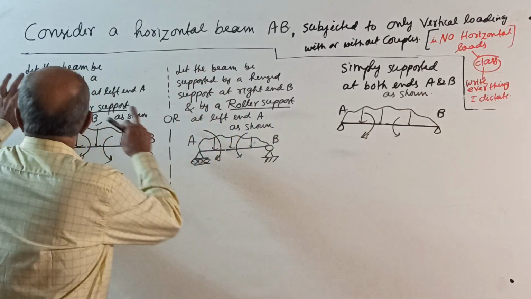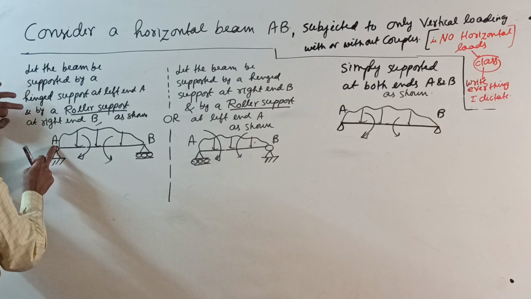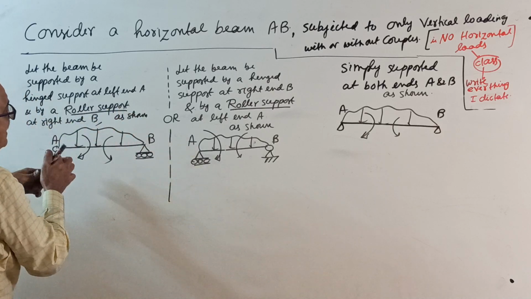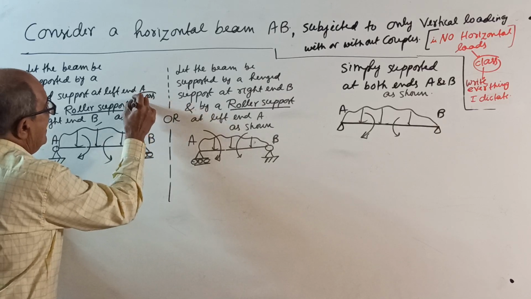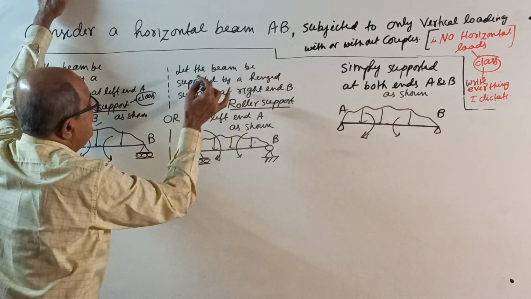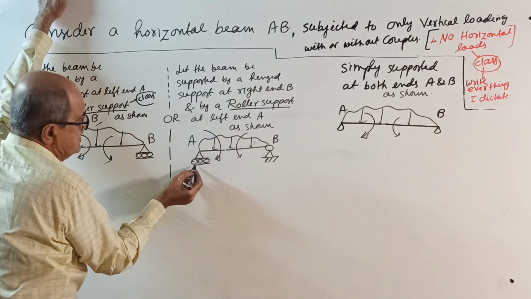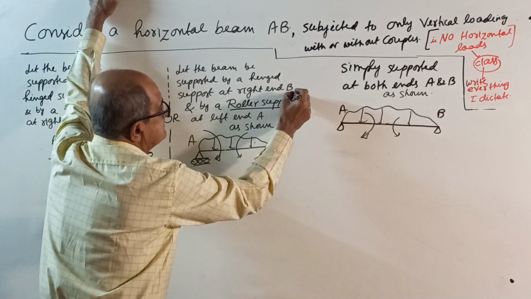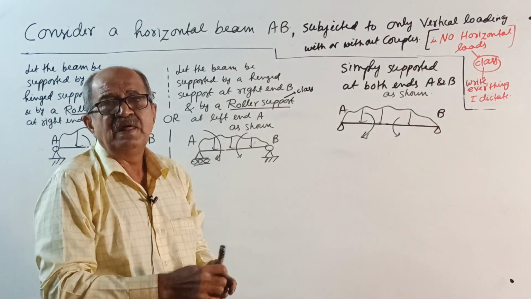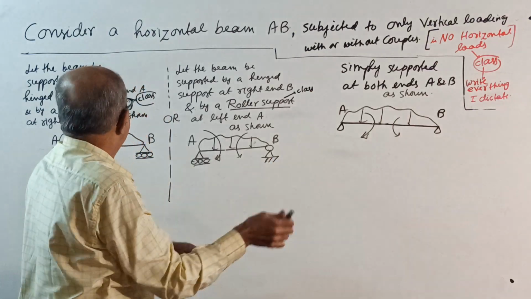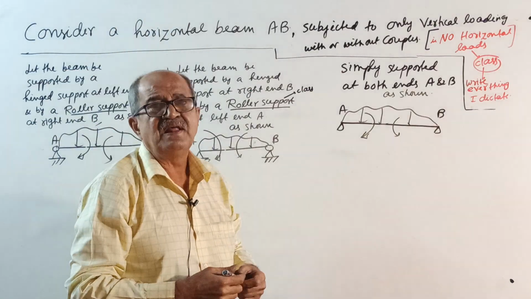Now, let the beam be supported by a hinged support at left hand A and by a roller support at right hand B. Or let the beam be supported by a hinged support at B and a roller support at A, as shown. Again, for the roller support, something I am telling in the class. You should write it somewhere.